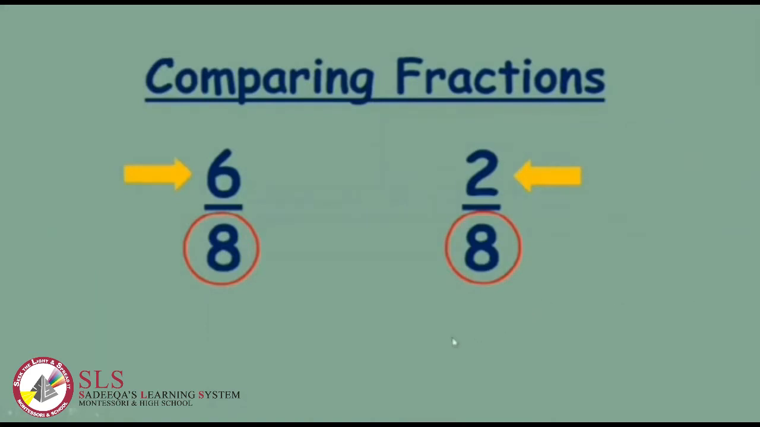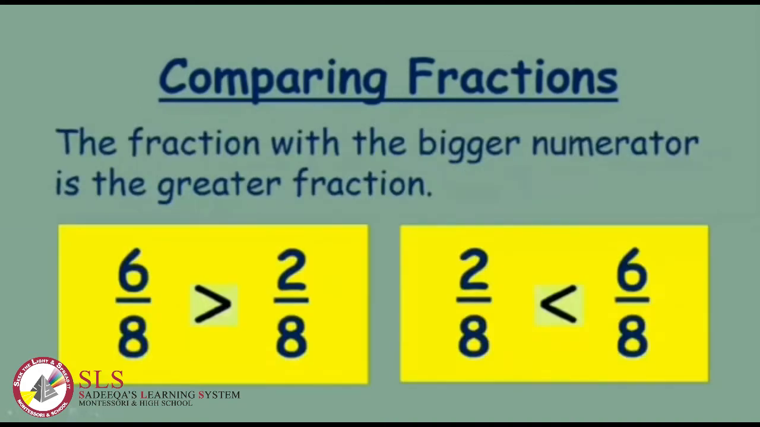Look at this pair of fractions, 6 by 8 and 2 by 8. You all know that these are like fractions because their denominators are same. Now we know that if we have like fractions, to compare them, we have to see the numerators of these fractions. The fraction with the bigger numerator is the greater fraction.